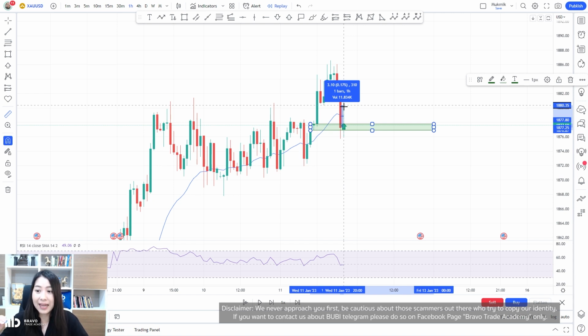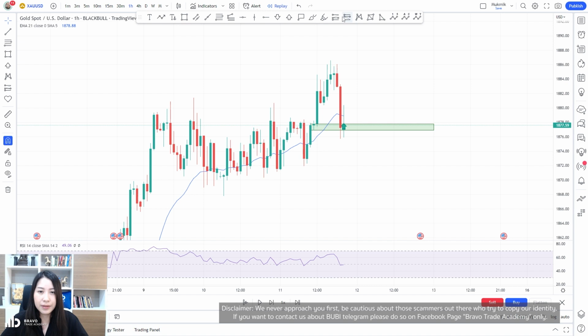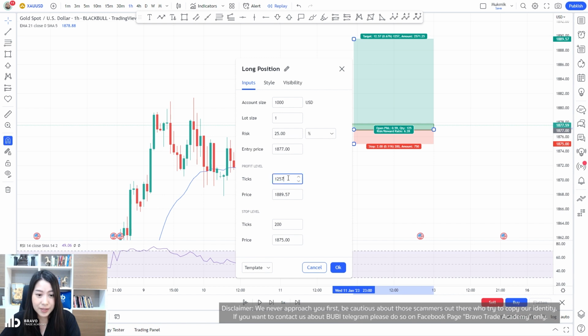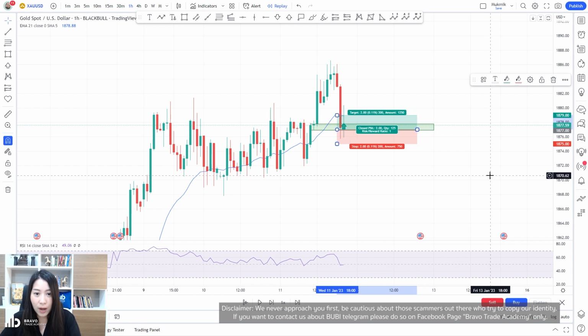Okay, so if I enter at 500 points, I put my stop loss here, not even 500 points. So I remember my position. Let me put it there. So my position that I put myself, 1877, stop loss at 1875. So that's only 200 points. So if you take the risk per reward at one, you will hit your take profit. So I got to make the profit here.